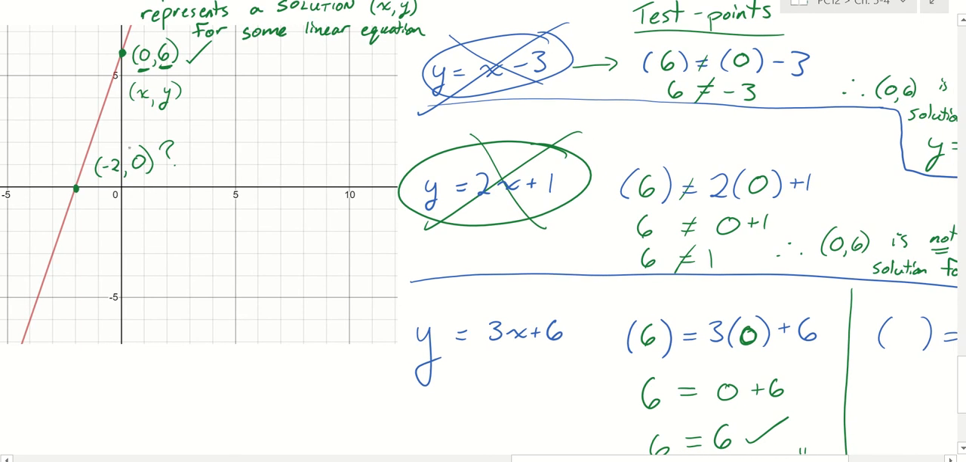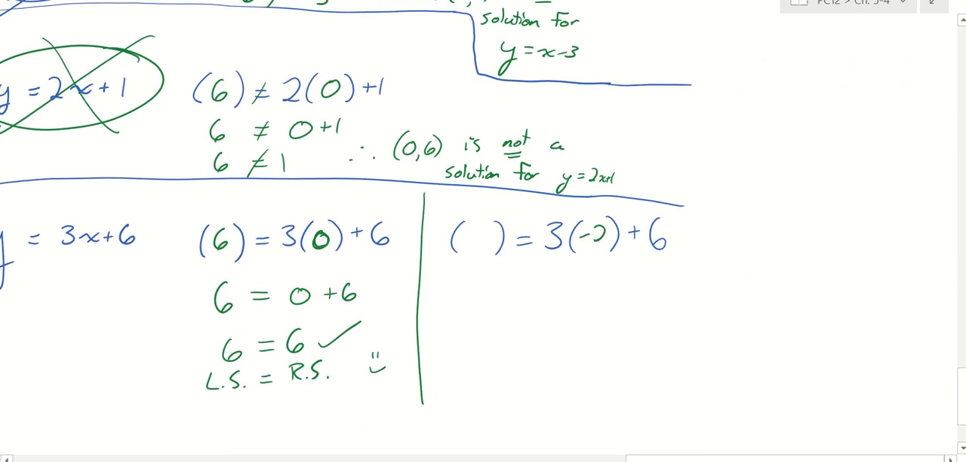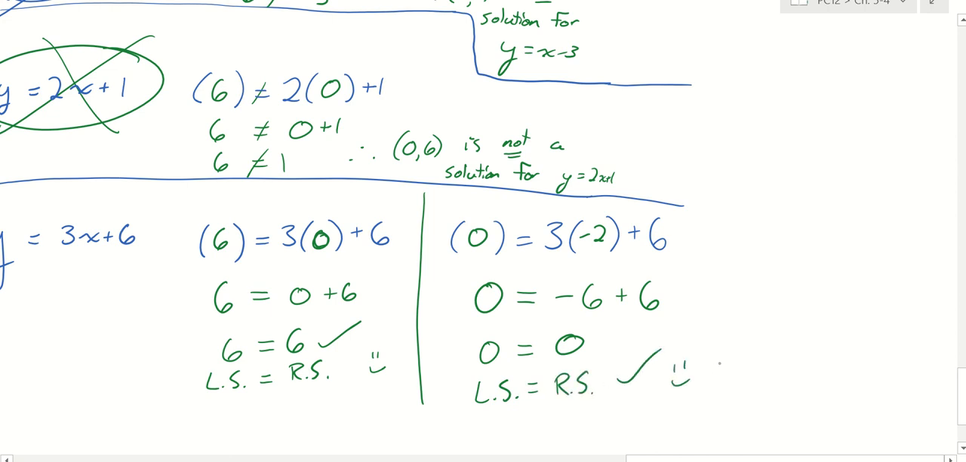Here it says when x is -2, y then should be 0. So when x is -2, y is 0. Is this going to work? 0 is on the left-hand side. 3 times -2 is -6. Plus 6. -6 plus 6 is 0. 0 is definitely equal to 0. We had good reason to be super stoked because we tested 2 points.